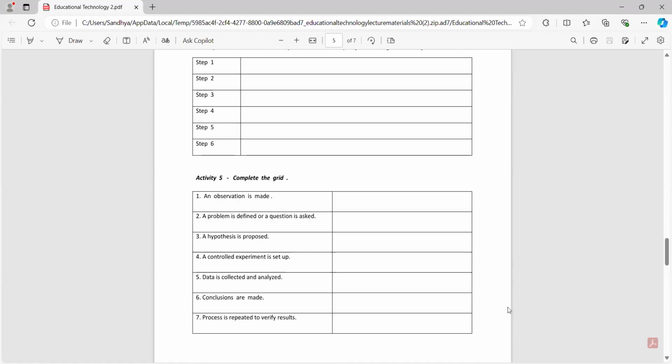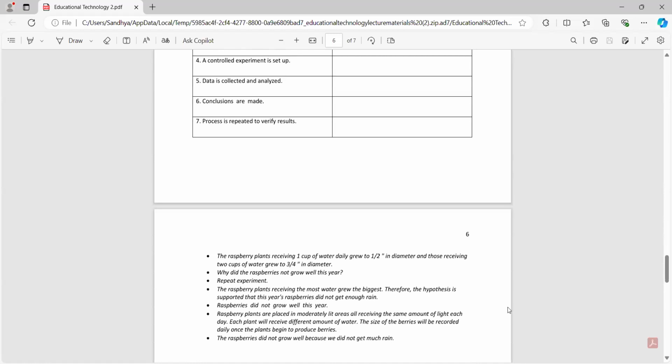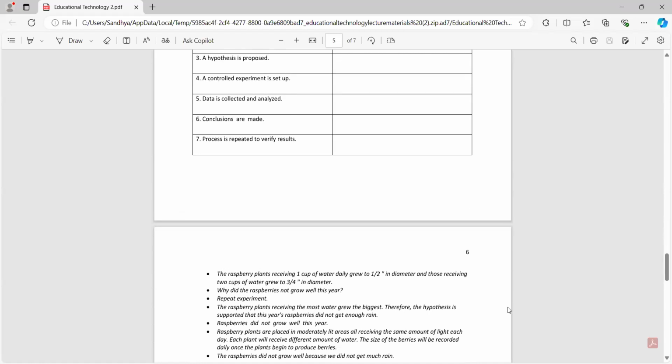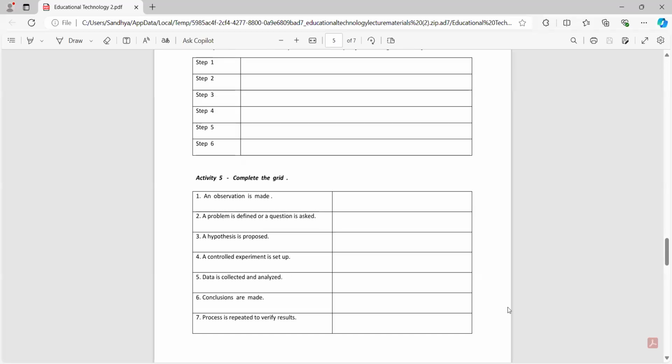Activity 5, complete the grid. Now these are the explanations. These explanations you have to match with the first column, the steps of the scientific method. An observation is made. Then a problem is defined or a question is asked. Identify a problem. Then a hypothesis is proposed after reading literature.